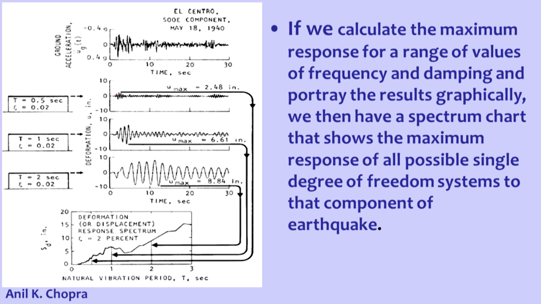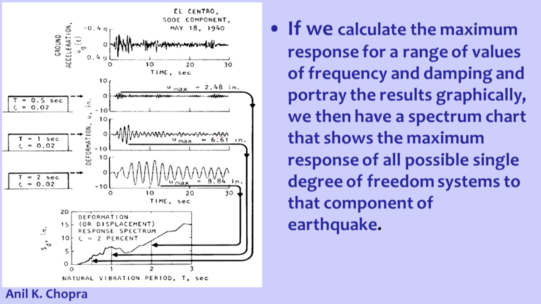In the first structure, maximum displacement U max is equal to 2.48 inch, in the second structure the maximum displacement is 6.61 inch, and in the third structure for the same earthquake the maximum displacement U max is 8.84 inch. This is the maximum value at any point of time in the time history response. One should observe that these maximum values are not occurring at the same time in all the structures. They can occur at any different point of time.